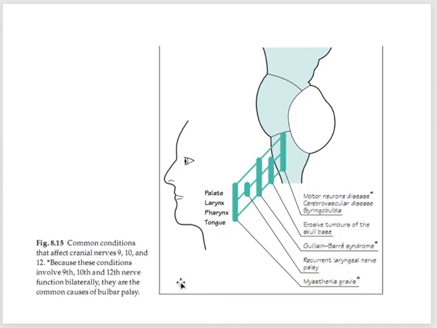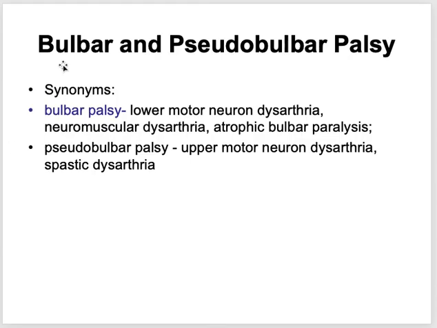See this one. They're just showing the palate, larynx, pharynx, and tongue. These are the conditions which can affect these areas, like syringobulbia as a condition, tumors of the skull base, and Guillain-Barré syndrome, or recurrent laryngeal nerve palsy, or myasthenia gravis, which can cause damage to these parts. Now, what is the difference between bulbar palsy and pseudobulbar palsy?